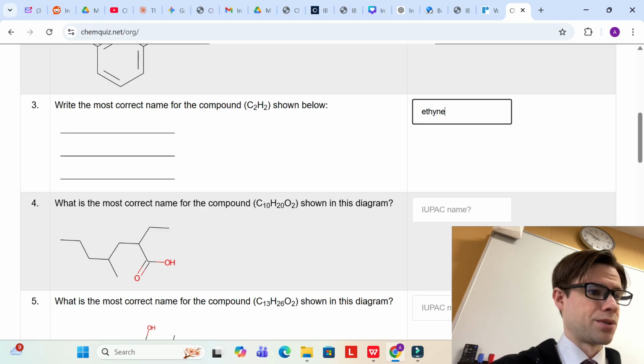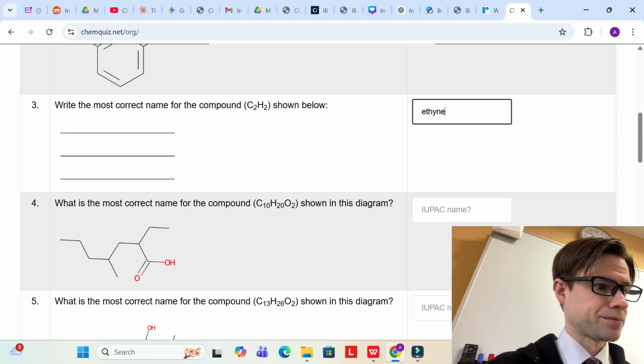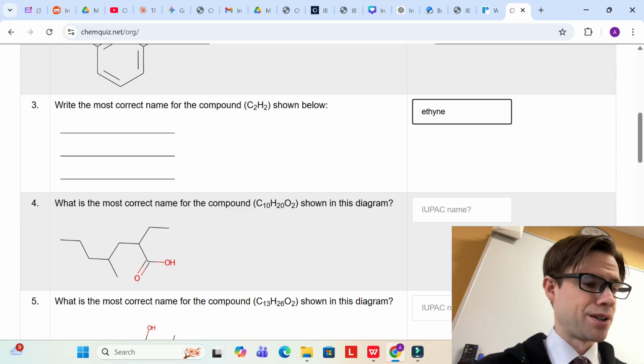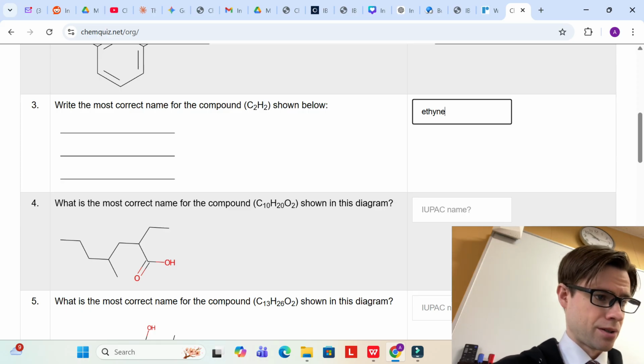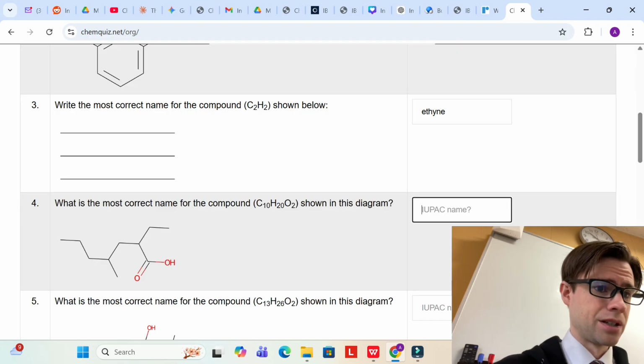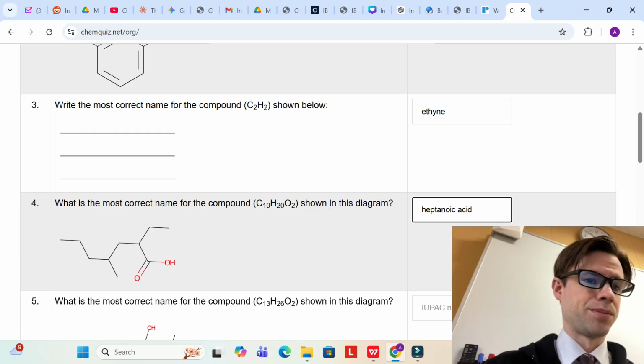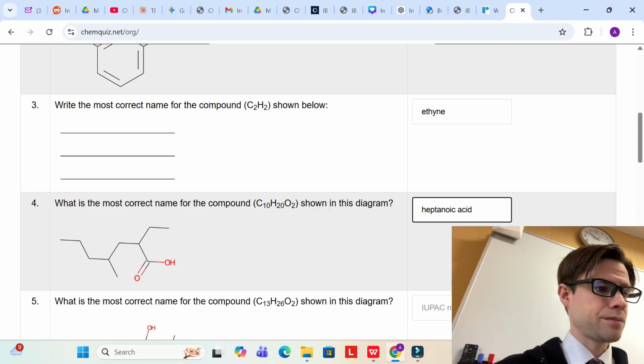Number 4, what's the correct name for this? This functional group is a carboxylic acid. That means that carbon must be number 1. We have to find the longest chain from that carbon number 1. So 1, 2, 3, 4, 5, 6, 7. This will be heptanoic acid as the base that we're working with.